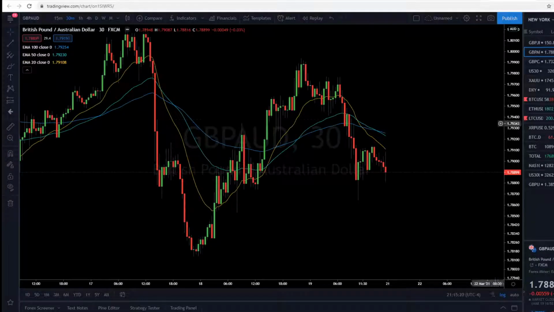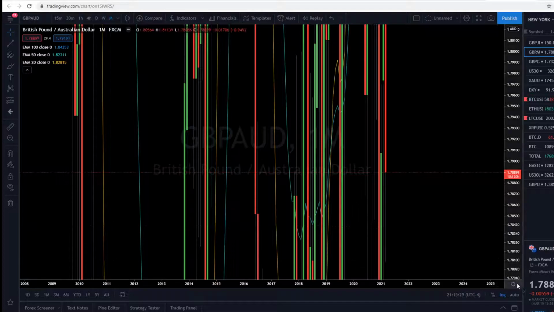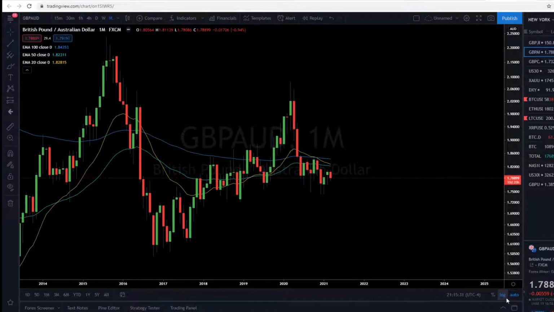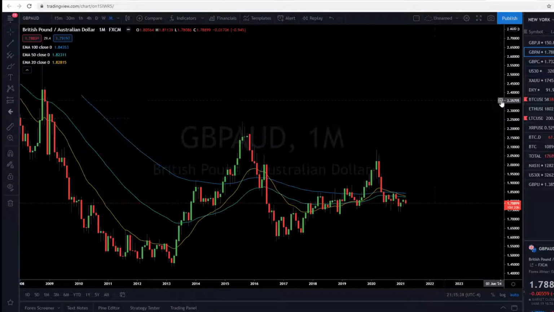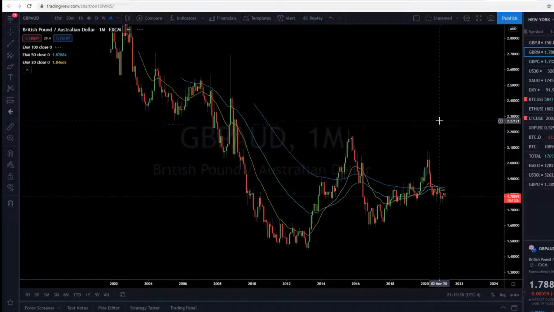What's up, guys? This is Bandit FX, and today I'm going to be going over my pre-market analysis for GBPAUD for March 21st, 2021. So let's take a look at the monthly time frame for a second here. Looking at the monthly, let's zoom out a little bit, get the overall bias.